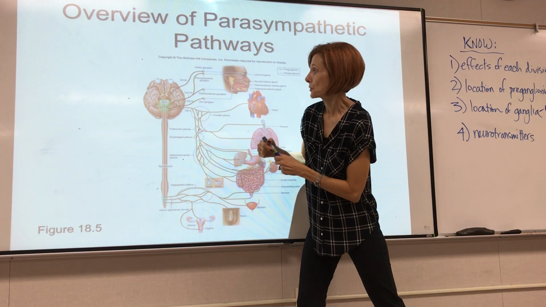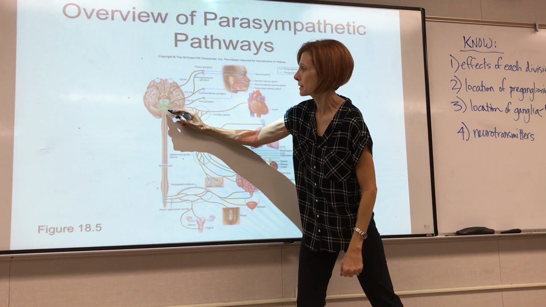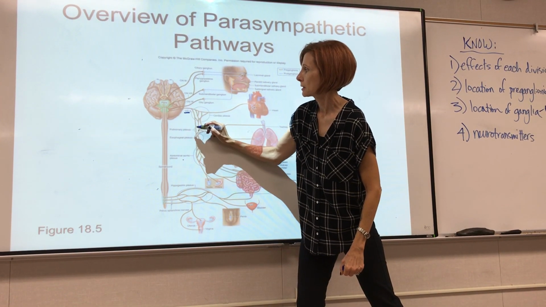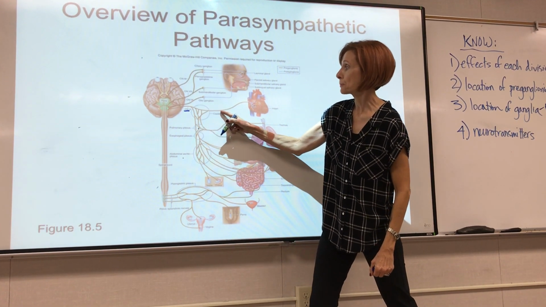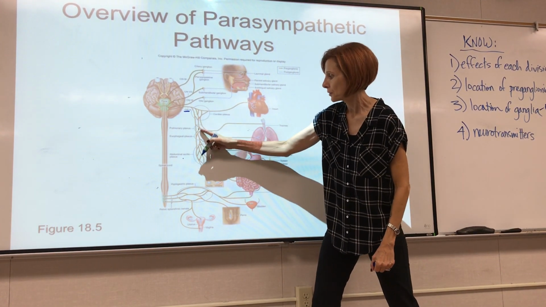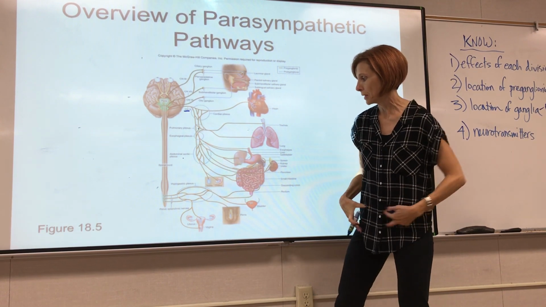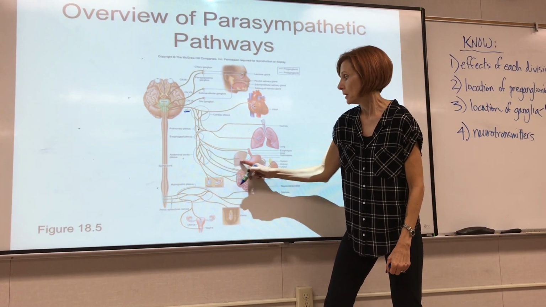This is the vagus nerve, cranial nerve 10. You can see it comes from the medulla. That's where it exits from the brainstem. And you can see how long these preganglionic neurons are. Notice these go way down into the pelvic region, some of them.